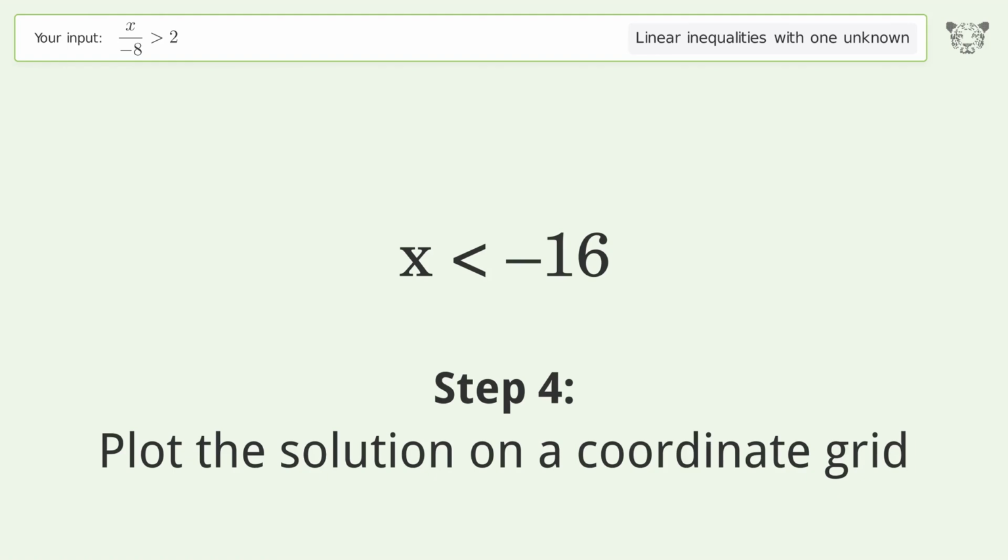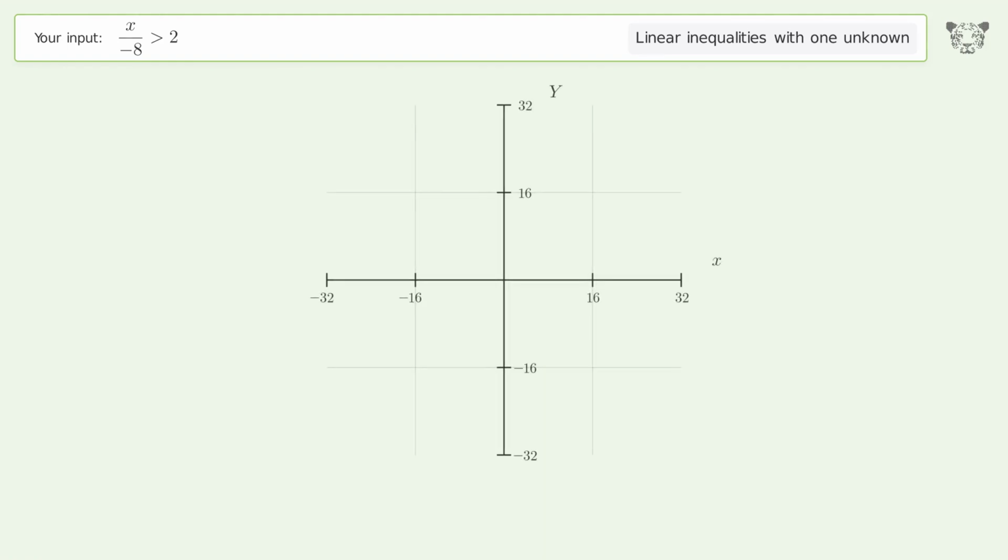Plot the solution on a coordinate grid. And so the final result is x smaller than -16.